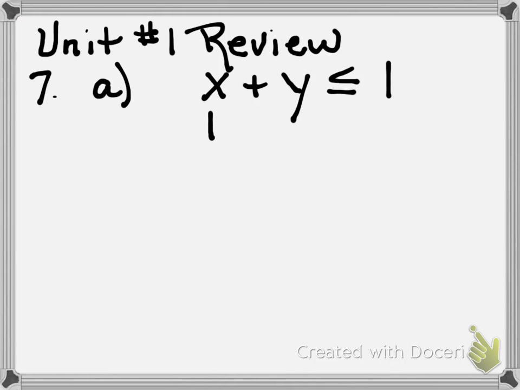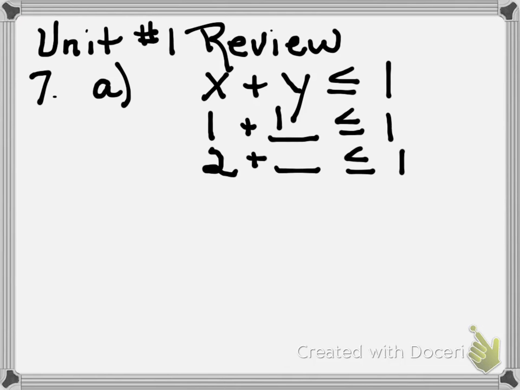Even if I pick x to be 1, can I find a y that would make the sum less than or equal to 1? No, I cannot. Now, if I pick 2 for x, can I find a y that makes the sum less than or equal to 1? No, because even if I pick y to be the same 1 value, I do not get a sum that's less than or equal to 1. So this is false. It has to work for all x that I pick, that I can find at least one y to make the sum less than or equal to 1.